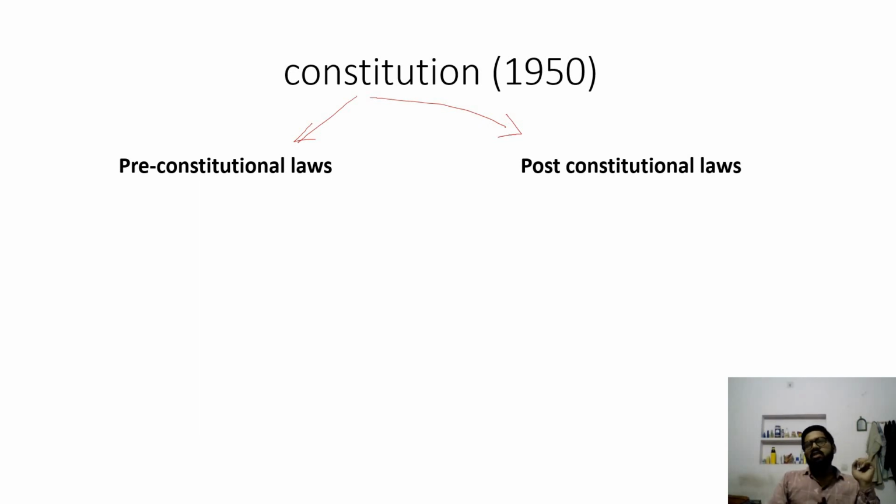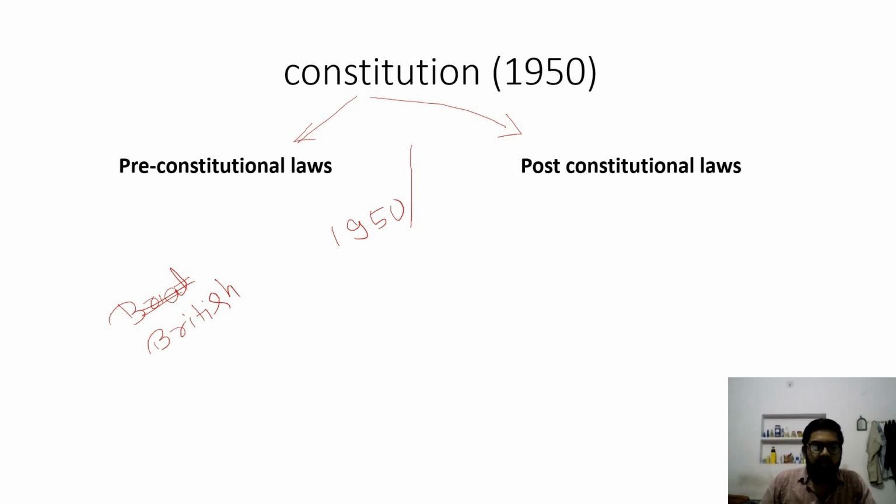Sir, what are pre-constitutional laws? So pre-constitutional laws means laws that were made before 1950. What does it mean? It means it is British India Act. These laws are British India laws, and those laws have been made by Britishers. Okay, not by Indians.